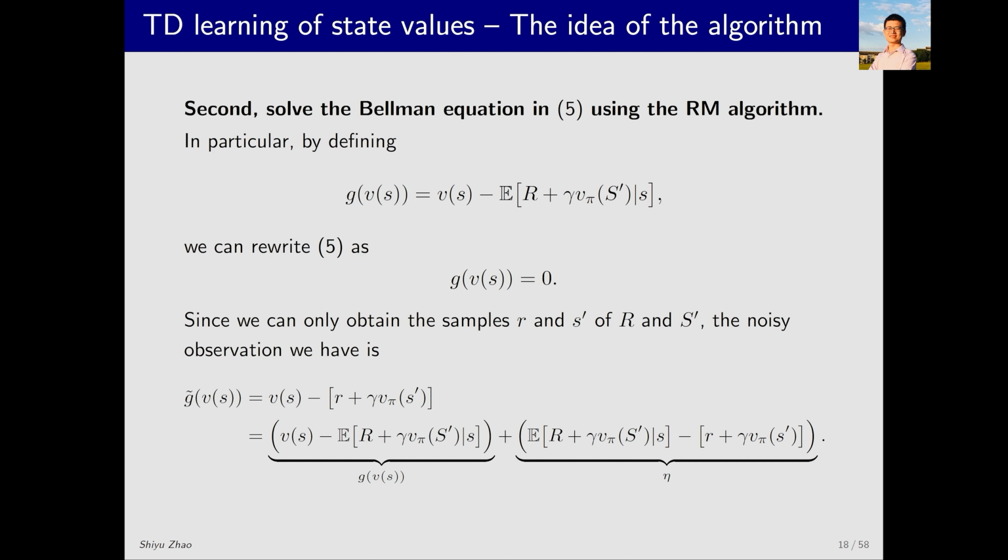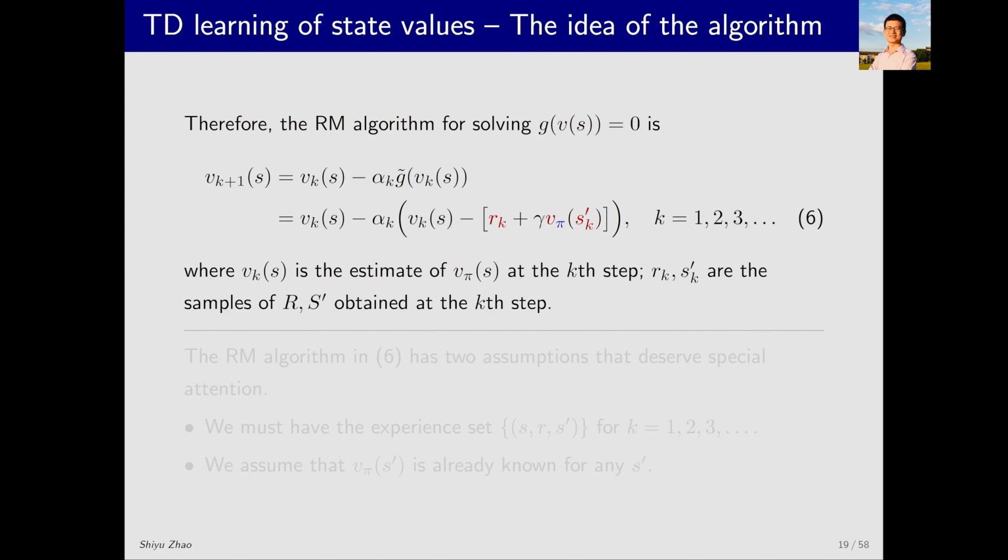We can obtain the samples r of R and s' of S prime. Using these samples, we form g tilde. This is a typical formulation for RM algorithms, which we will quickly review. So g tilde equals V(s) minus (r plus γ V_π(s')). This essentially is g(V(s)) plus a measurement error. This is the typical formulation of the RM algorithm. Replace g tilde with the sampled values, resulting in the following form.